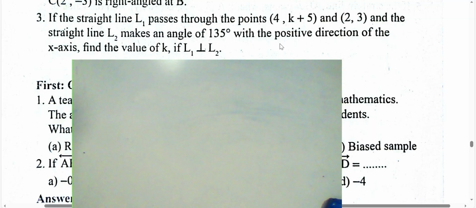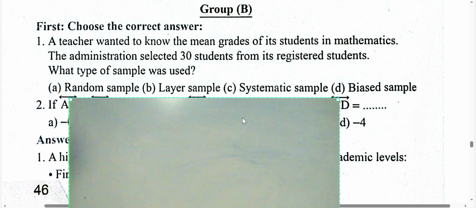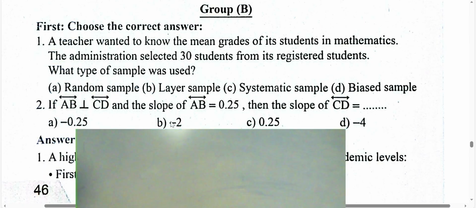Understood? Next question. The teacher wanted to know the mean grades of students in mathematical administration. Selected 30 students from registered students. What type of sample was used? It will be random sampling, because the administrator selected 30 students from its registered students.